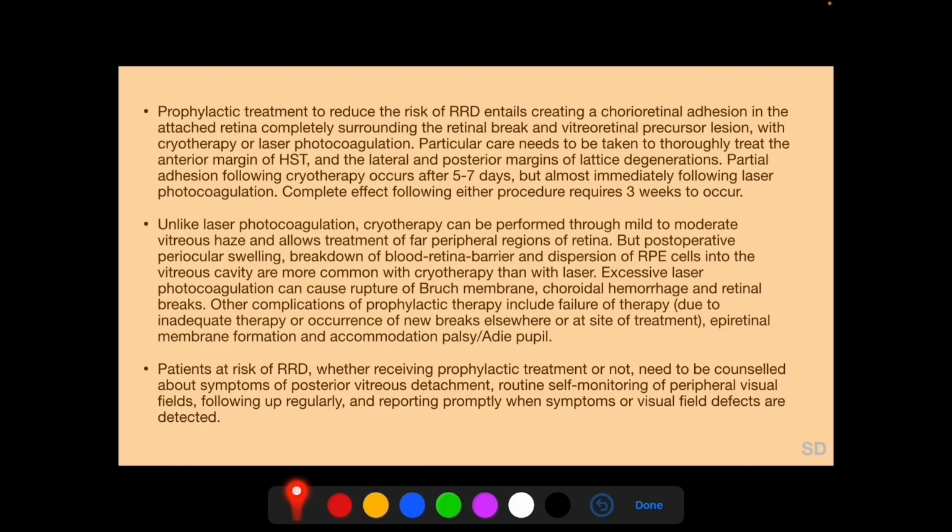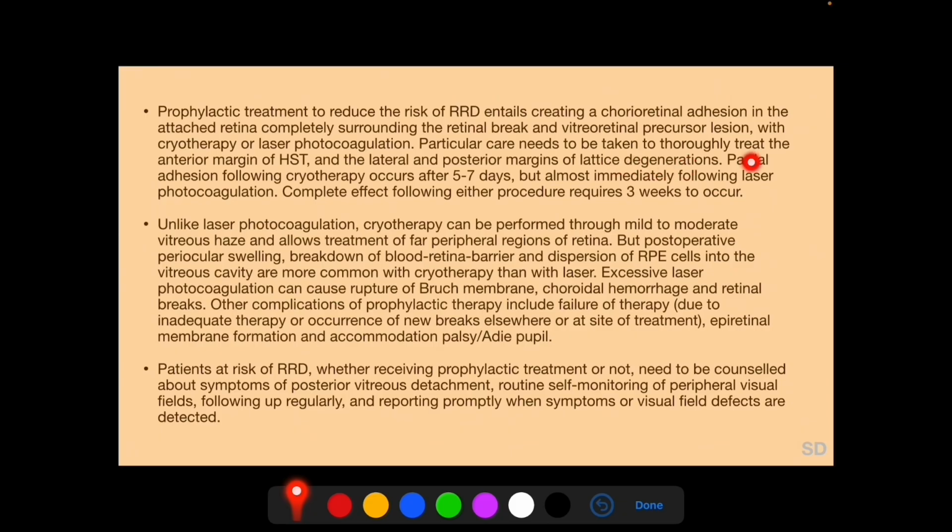Prophylactic treatment to reduce the risk of RRD entails creating a chorioretinal adhesion in the attached retina, completely surrounding the retinal break and vitreoretinal precursor lesion with cryotherapy or laser photocoagulation. Particular care needs to be taken to thoroughly treat the anterior margin of an HST and the lateral and posterior margins of a lattice degeneration.